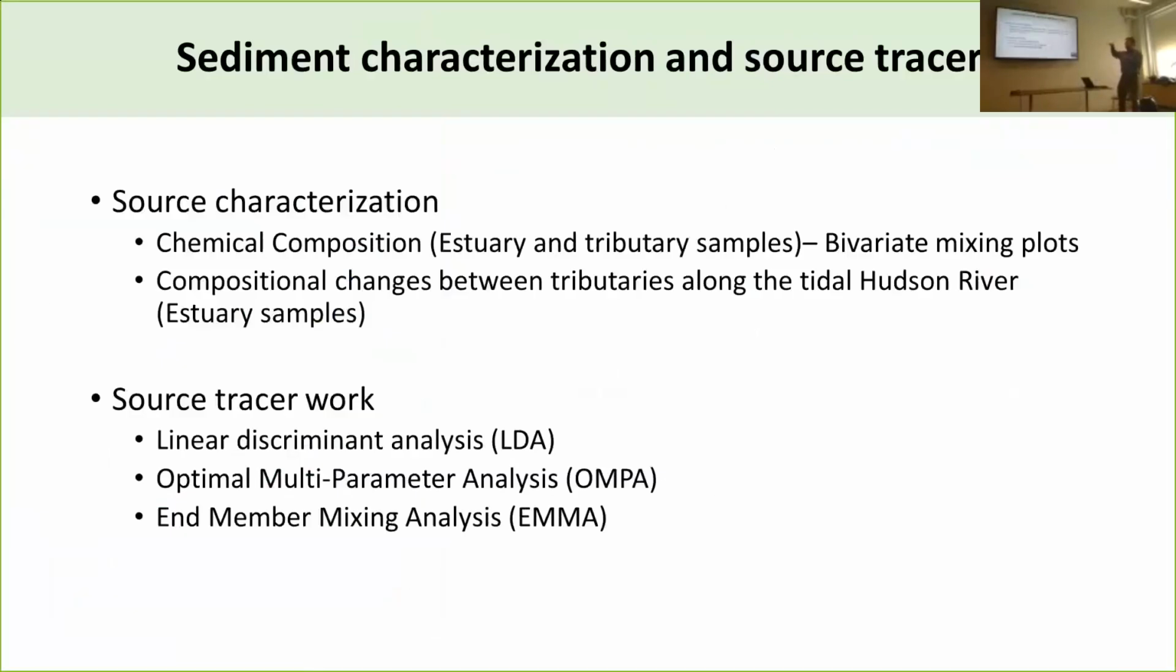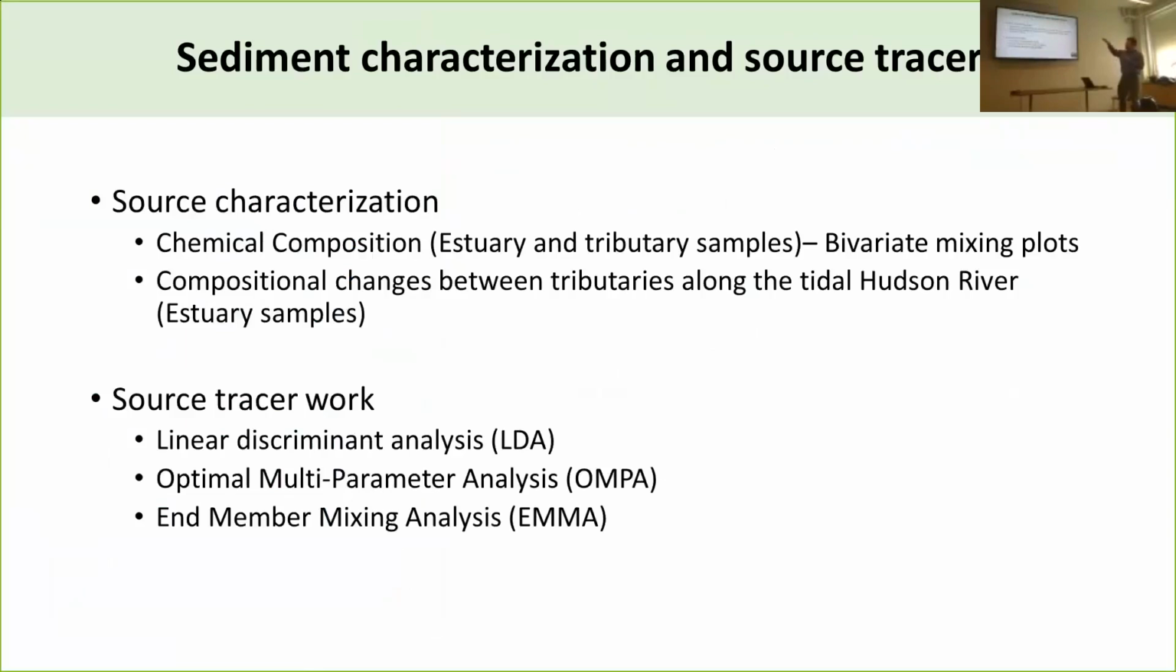Okay, so this is divided into two separate endeavors. First, we're going to characterize the sources, and we do that two different ways. One, we can compare the chemical composition between the estuarine samples, those collected from the main stem of the river, and the material we were able to sample from the tributaries, and see, are they consistent? Do the patterns coming out of the tributaries largely explain what we're seeing in the river?